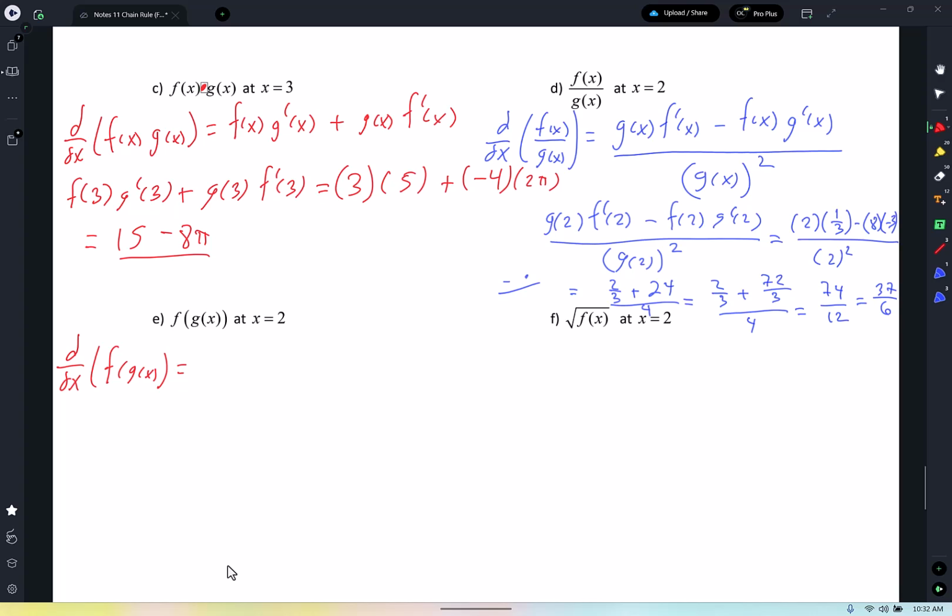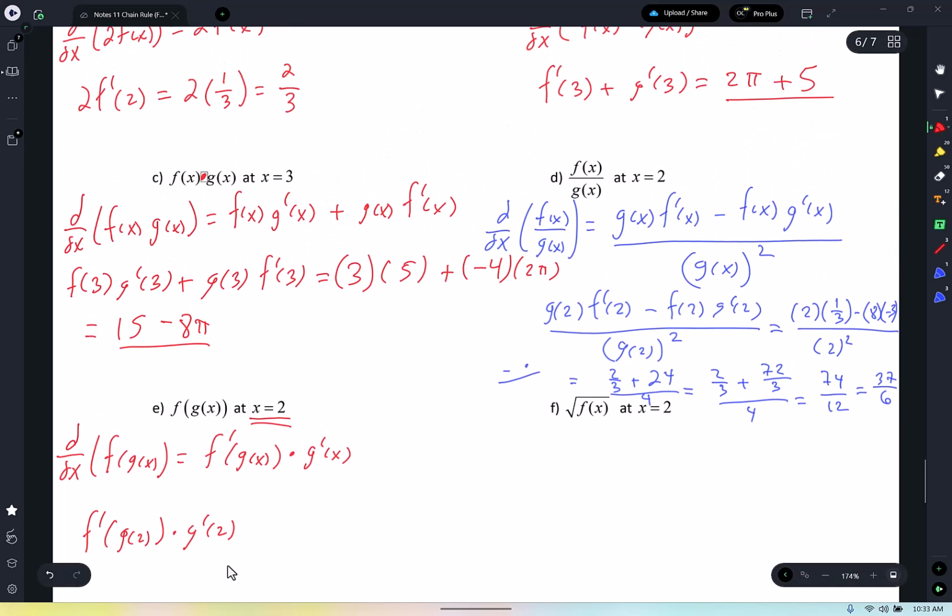Derivative of the outside, so put f prime. Leave the inside alone. And now what? Times the derivative of the inside, g prime of x. There it is. Now what am I going to plug in for x? 2. So here you go: f prime of g of 2 times g prime of 2.